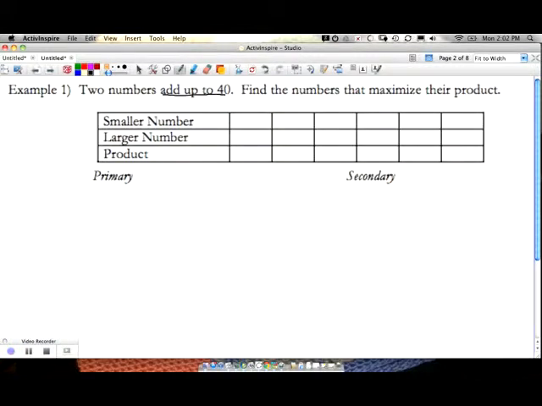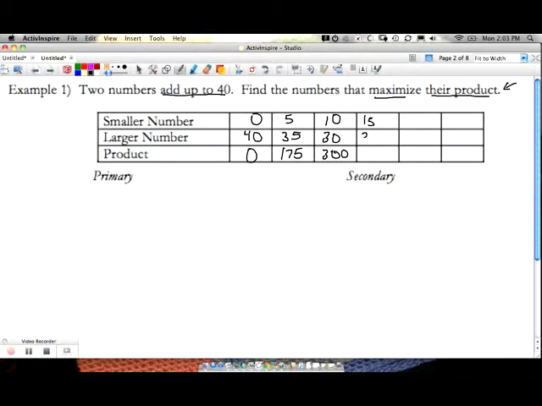It says two numbers add up to 40. Find the numbers that maximize their product. So this is the equation that we want to maximize, but let's start building it here. The smaller number, let's say 0. The larger number, 40. 0 times 40 is 0. If I were to go bigger, how about 5? Then the other would be 35. And 5 times 35, how much would that be? That'd be 175. If I keep going with that same pattern, let's say 10 times 30. It looks like we're going to have 300.